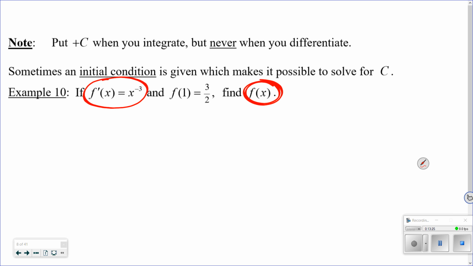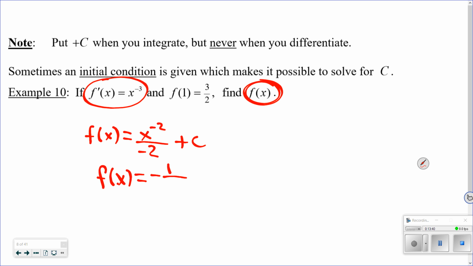So let's do that. F of x would equal, I'm going to add 1 to the power, x to the -2 divided by that new power, plus c. Just do a little bit of simplifying. So that would be -1 over 2x squared plus c. Now normally we'd be done there because I don't know what c is, but right here it gives me what we call an initial condition. It tells me when x is 1, the function equals 3/2. So I can plug that in and figure out what c is.